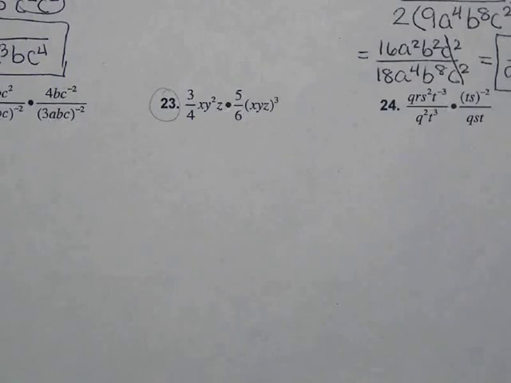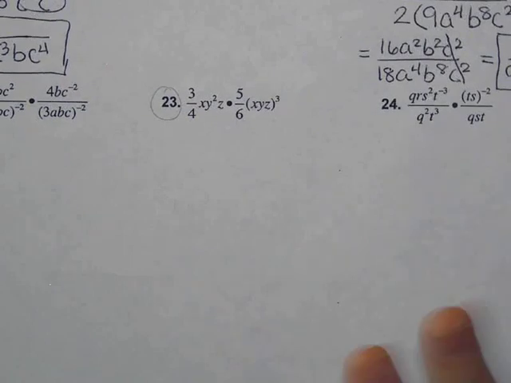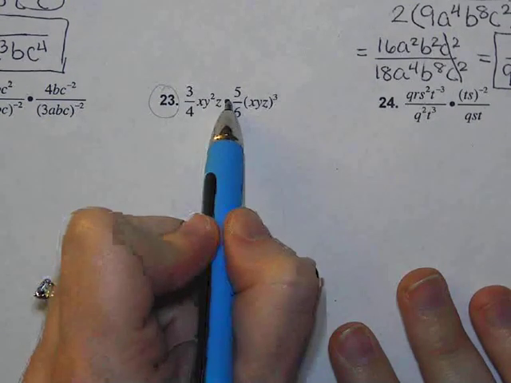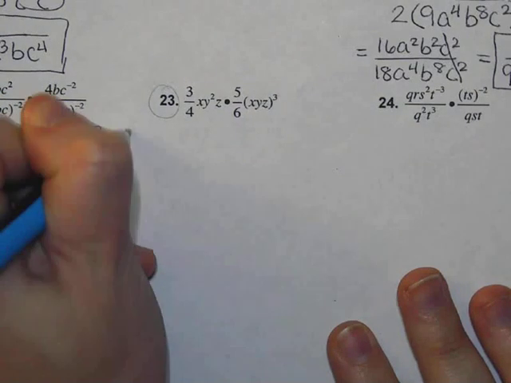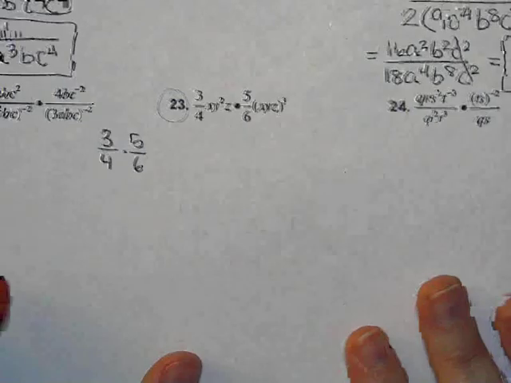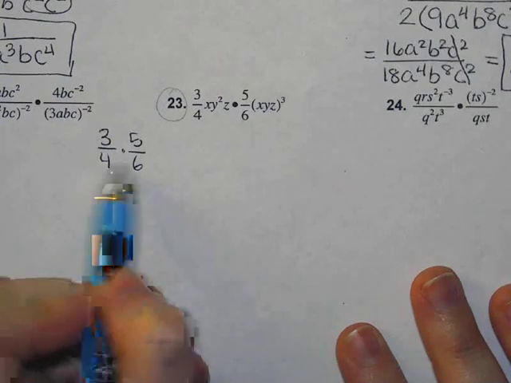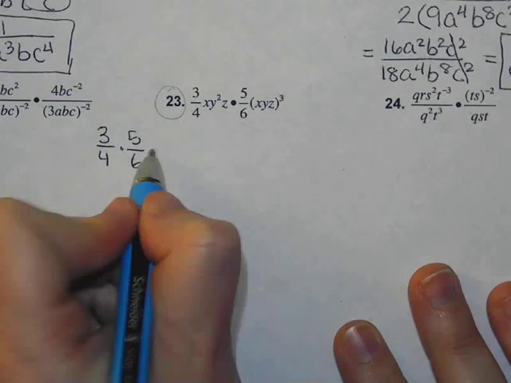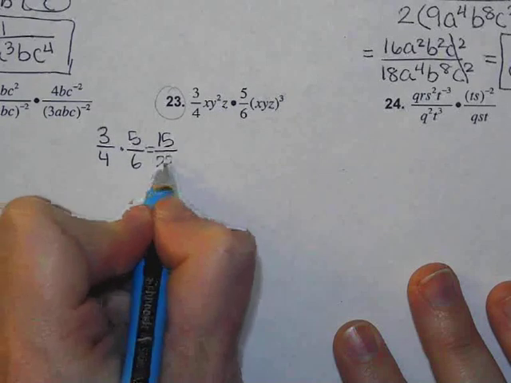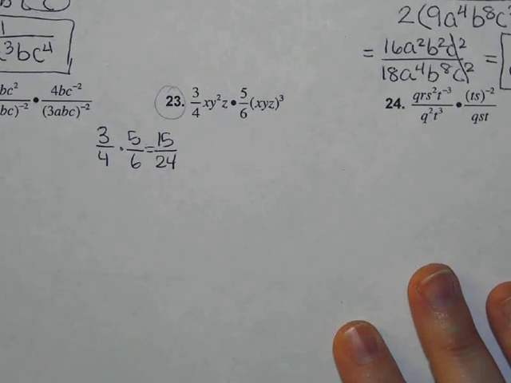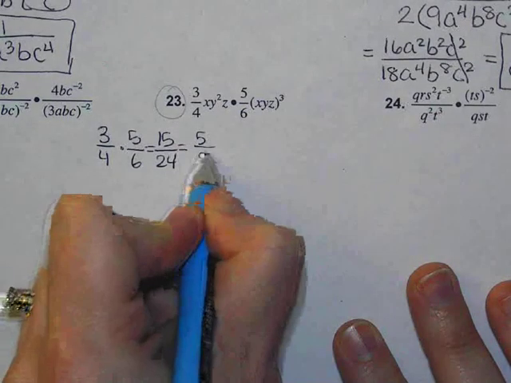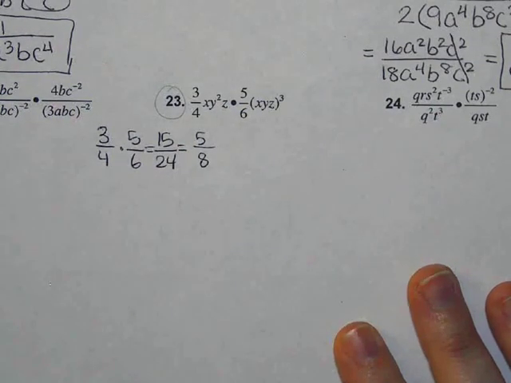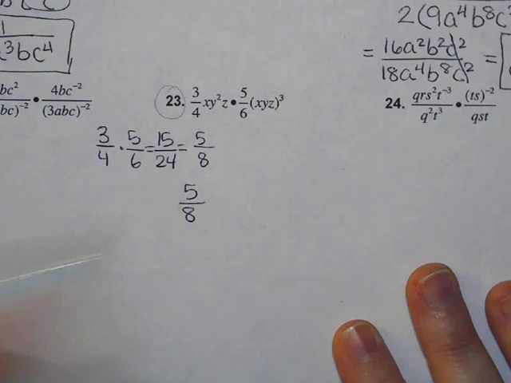Last one, number 23. Number 23 has fractions that are coefficients. So let's go ahead and multiply those fractions together. If I go off to the side, 3/4 times 5/6. When you multiply fractions, you multiply top times top and bottom times bottom. So this would be 15 over 24. Both of those numbers are divisible by 3, so when I pull that out, that would give me 5 over 8. So my coefficient for this problem would be 5/8.